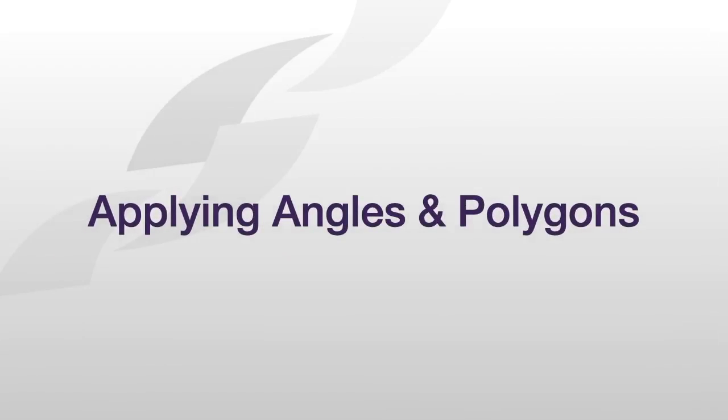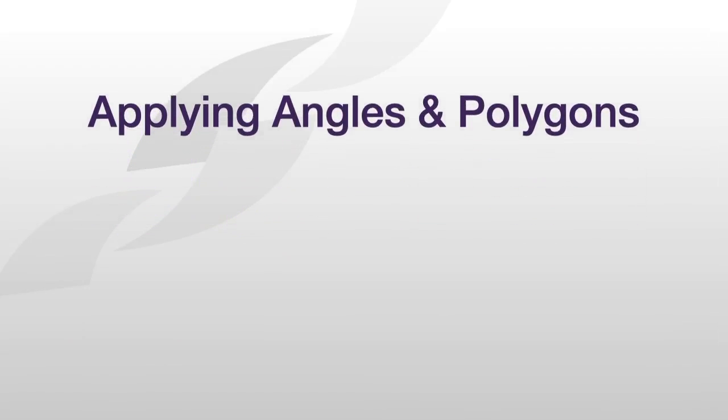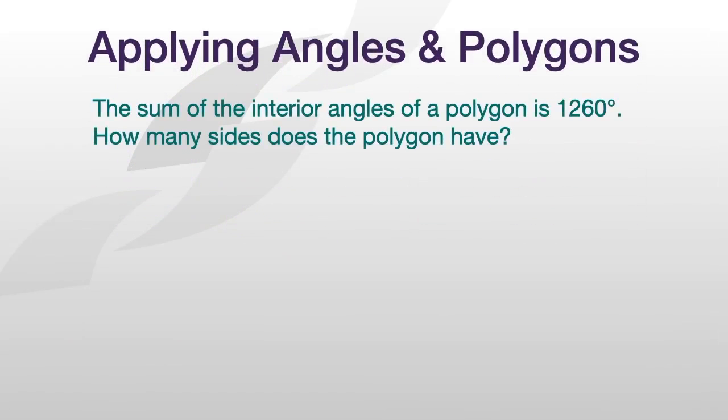Let's apply what we have learned about angles and polygons with a couple of examples. The sum of the interior angles of a polygon is 1,260 degrees. How many sides does the polygon have? Take some time to see how you could solve this problem.